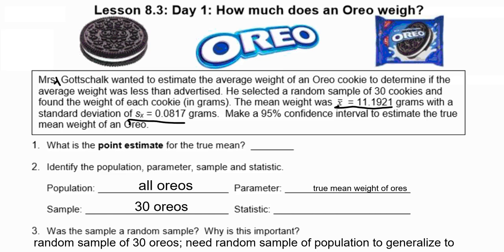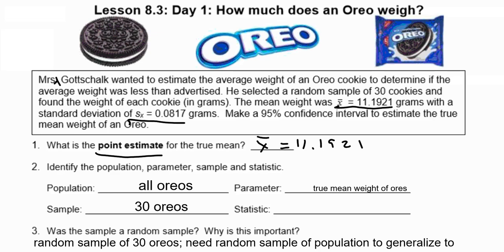All right, so like we did it with proportions, now we're talking about means. And so just like proportions, we need to find a point estimate. Now our point estimate is the true mean that we're trying to find. And we're going to use our statistic, which in this case is our mean, which is 11.1921. All right, that is our point estimate. Essentially the sample mean that we found from our sample.